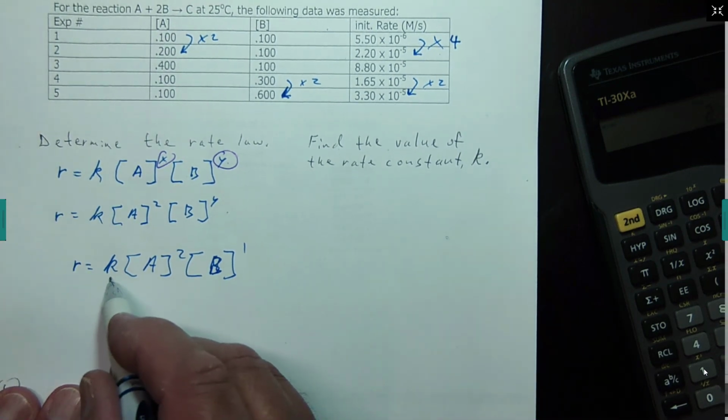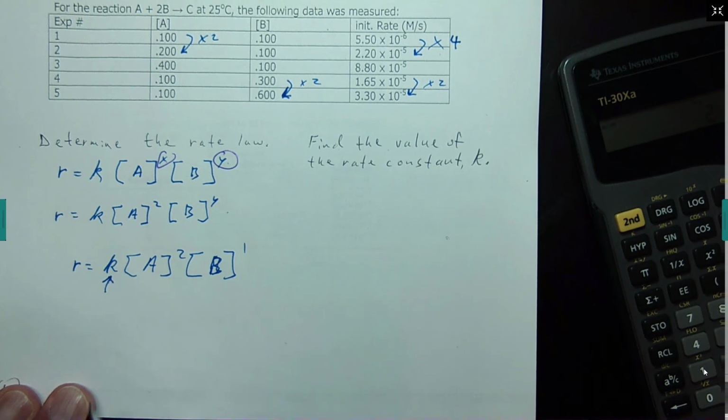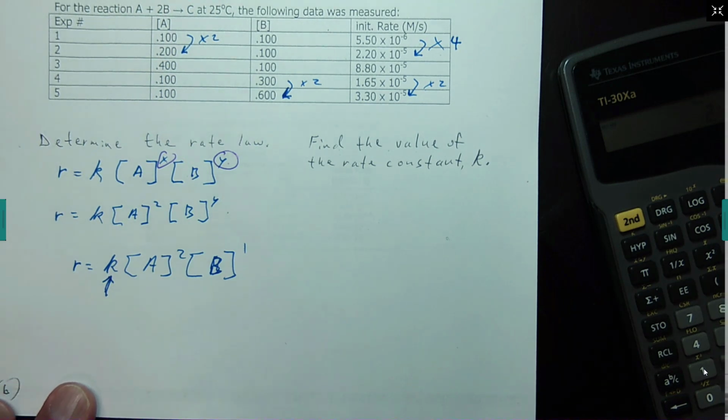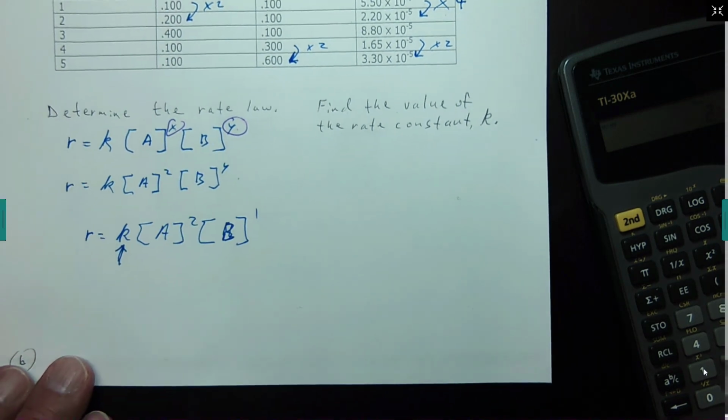Hey, the second part of this example says, find the value of the rate constant K. So you want a number here. Right now, we don't have a number, do we? How do you find that? Pick any trial. Any of these trials will give you the same answer. Let's pick trial 5.